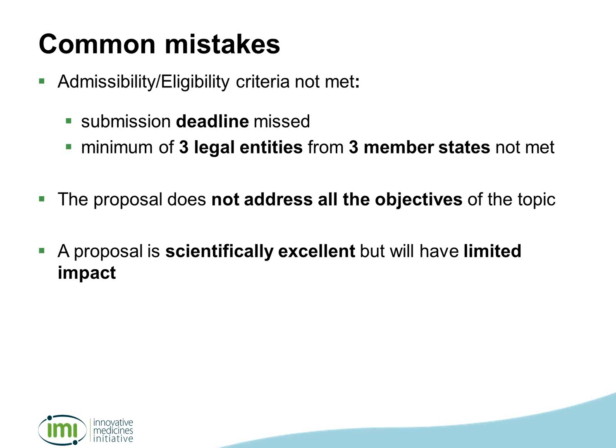So 3 member states or Horizon 2020 associated countries. And some people have made this mistake in the past of assuming that the FBA companies count under this. However, at this stage, the short proposal stage, the FBA companies are not involved. They're only involved at the next stage. So at this stage, this criterion applies to your proposal as you submitted. So please make sure you have at least 3 legal entities from at least 3 member states or associated countries.